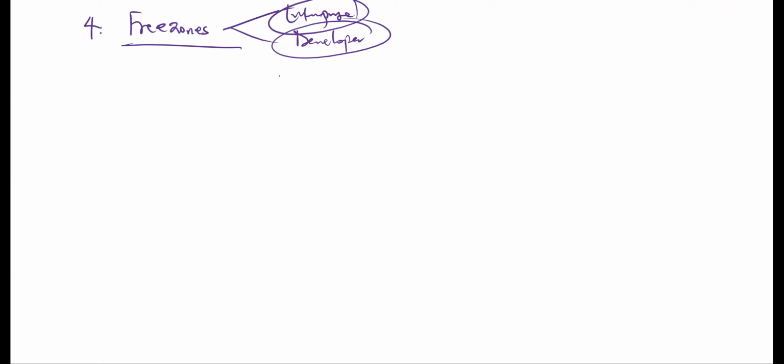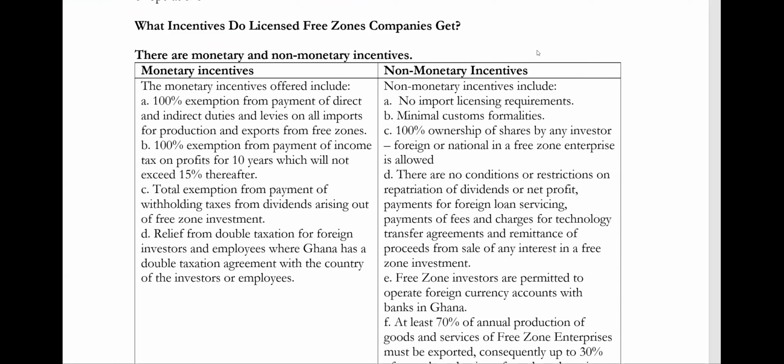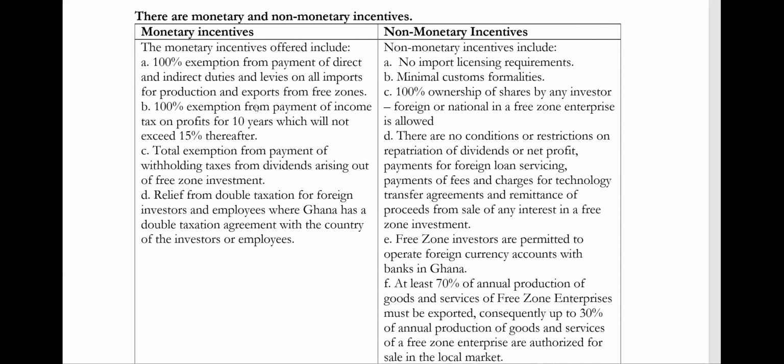And in free zones, there are so many incentives. There are monetary and non-monetary incentives that you have to consider in the aspect of free zones. So what benefits do licensed free zone companies get? We have monetary incentives and non-monetary incentives. For monetary incentives, if you are into free zone, you have 100% exemption from the payment of duties. So you do not pay duties. Also, you do not pay income tax on your profits for 10 years.